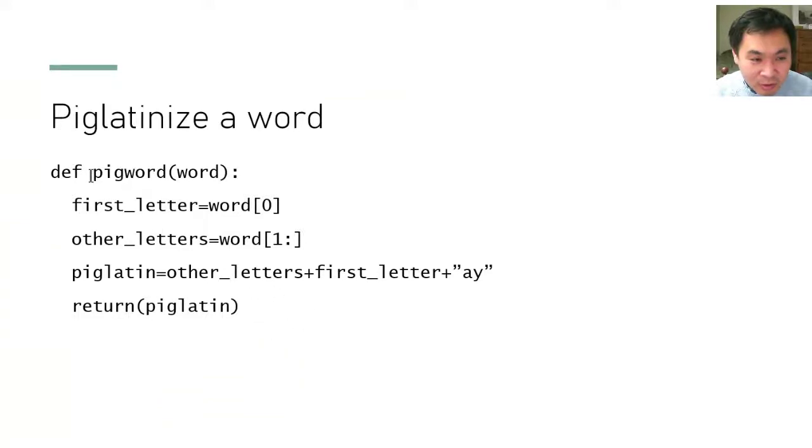So here is the function for Pig Latinizing a word. So we're going to give the name pig_word, word. And the first letter is word zero, the other letters is word one and colon. And the Pig Latin of the word would be other letters. So the rest of the letters comes first, and the first letter goes to the end, and then we put ay at the end, okay? And then we return this pig Latin.